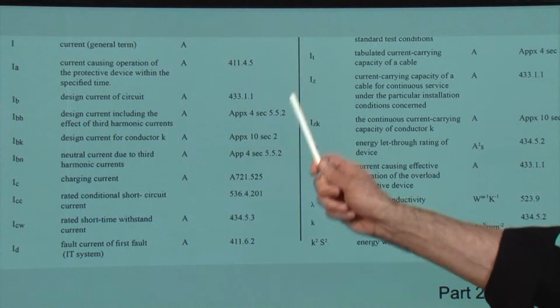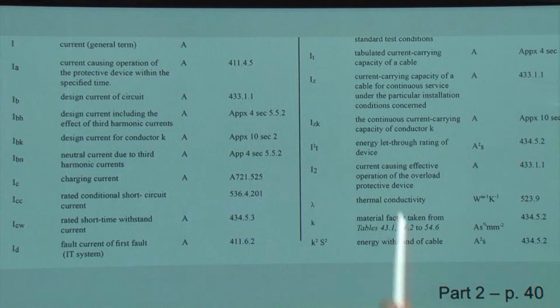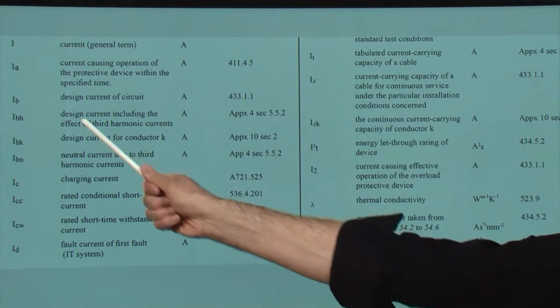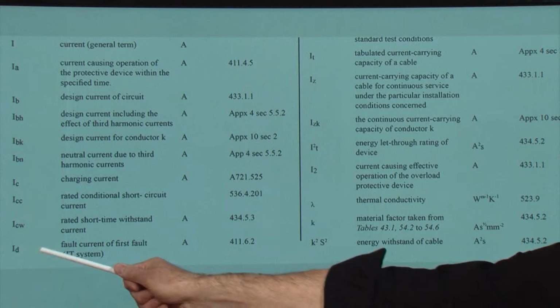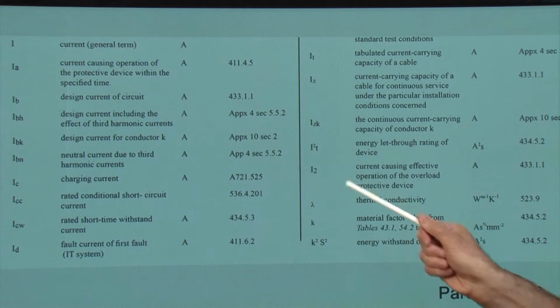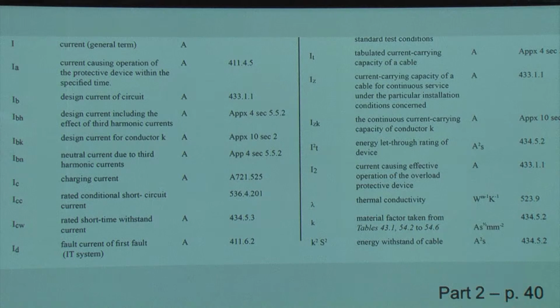So let's have a look then. Zoom in. It's on page 40, and as we can see, we've got all of the symbols on there, anything from A to Z, although not all of them are covered. And which one are we looking for? IB, design current. In fact, we can find IA, I2, and IZ for the current, and IT as well. So there's lots of things that we can cover there.